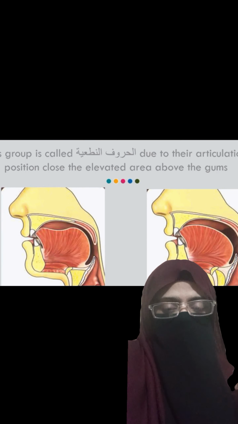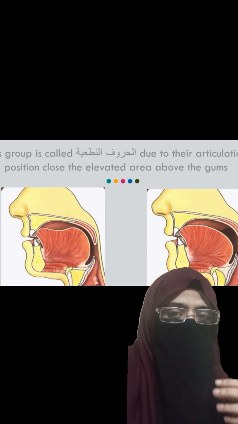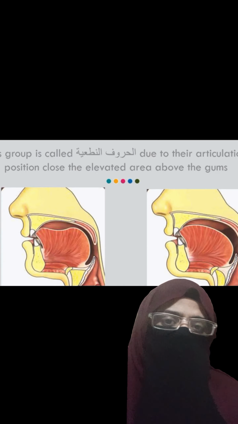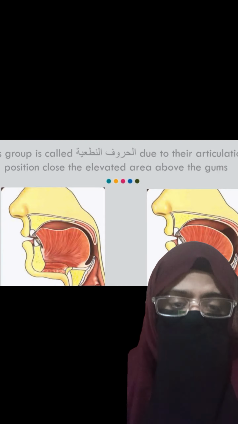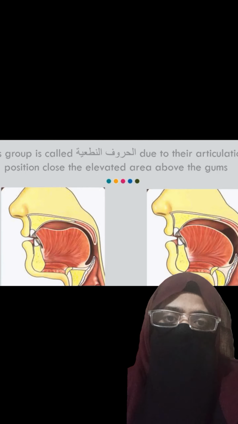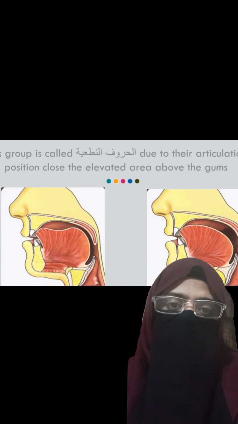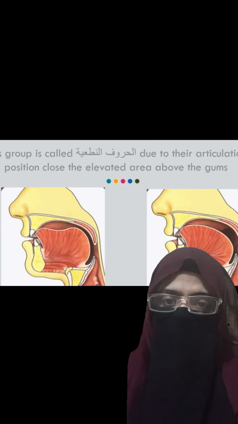Number 3: if the tongue comes out between the teeth, the sound changes into another letter, sa and dal. When you pronounce ta, people mistakenly say da, then the ta becomes a dal. So that was a mistake.